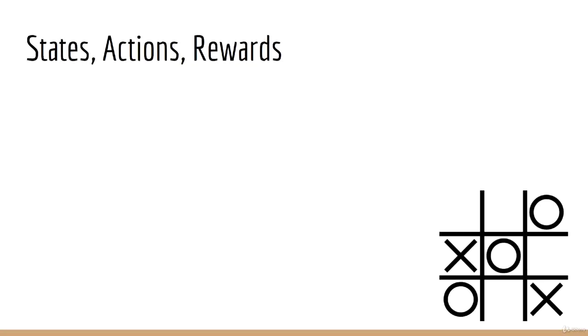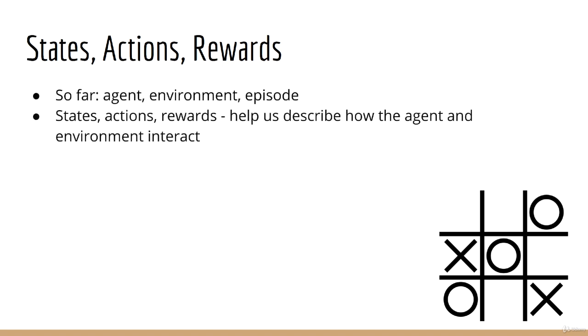Alright, so to recap the terms we've discussed so far, now we have agent, environment, and episode. The next few terms I would like to think about are the state, action, and reward. These items help us describe what goes on when the agent and environment interact.